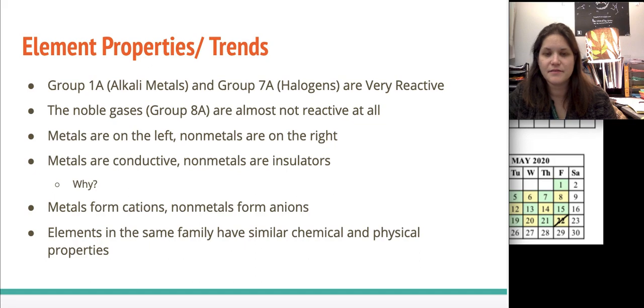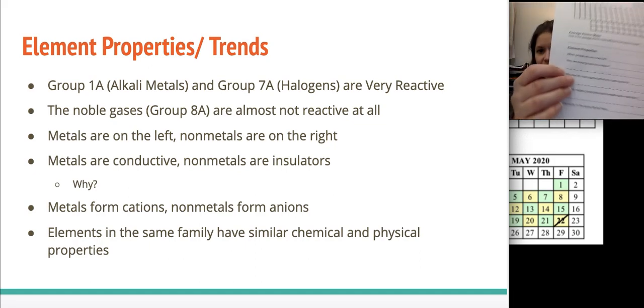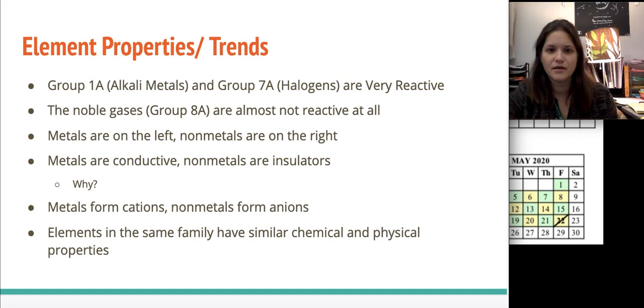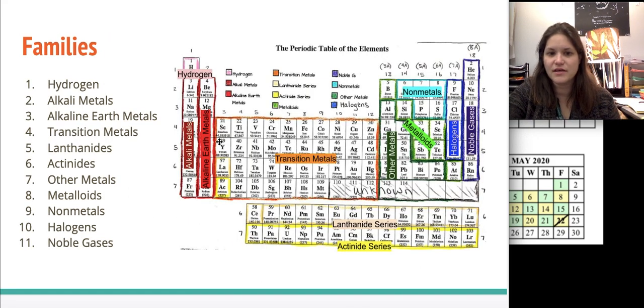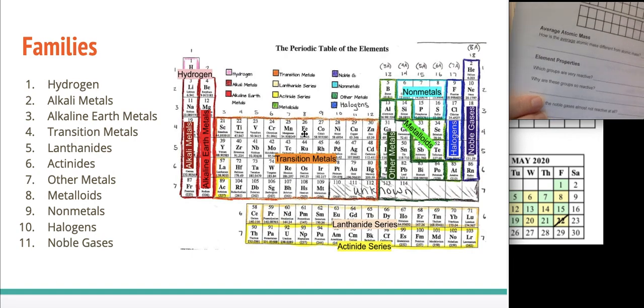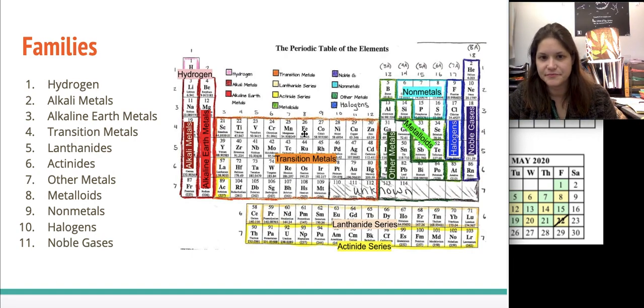Okay, down at the bottom of this page, I have some element properties for you. So which groups are very reactive? That would be the alkali metals and the halogens. So that's group 1A and 7A. And so looking here, that's this group and this group. And then the next question you have on this chart is, why are they so reactive?